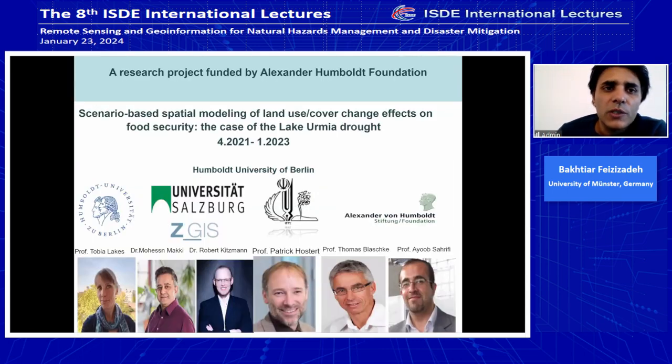The initial version was scenario-based spatial modeling of land use and cover change effects on food security in a case study of Urmia Lake Basin. We carried out this project in international collaboration with Humboldt University of Berlin, University of Salzburg in Austria, University of Tabriz in Iran, Hiroshima University in Japan, and also University of Munster in Germany.